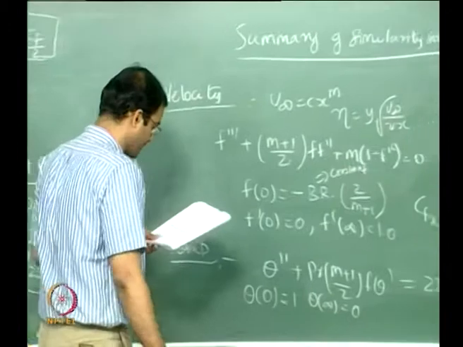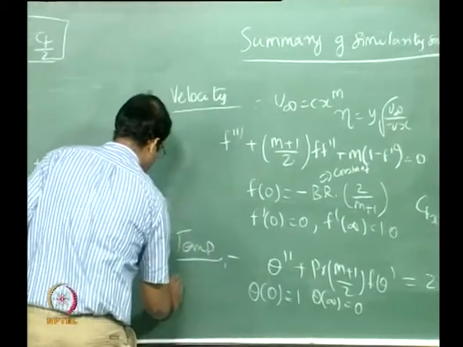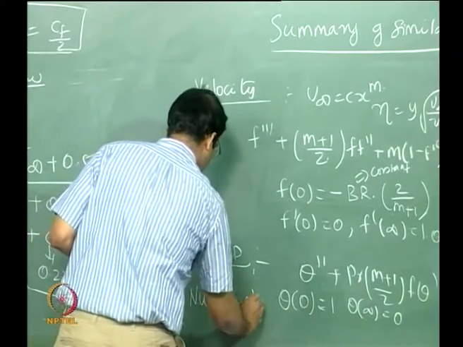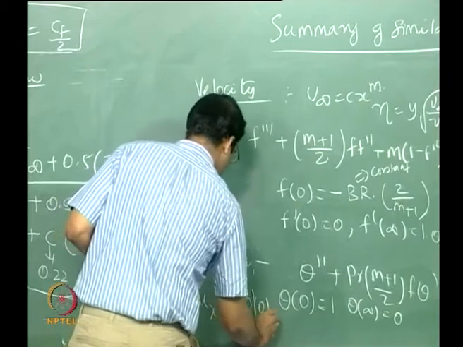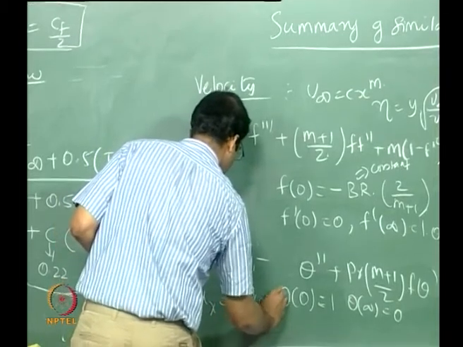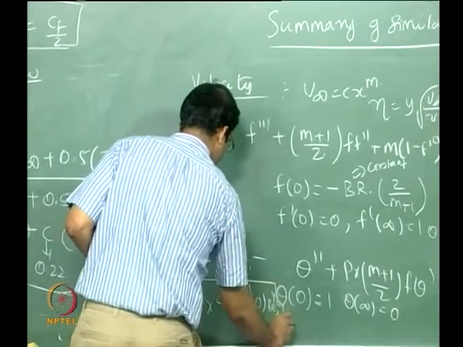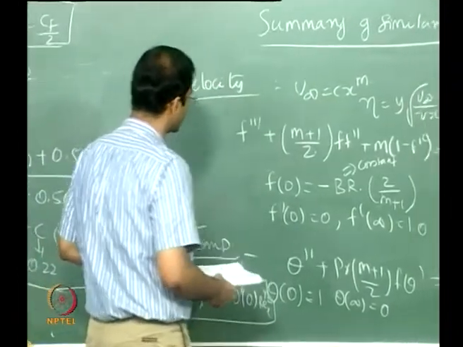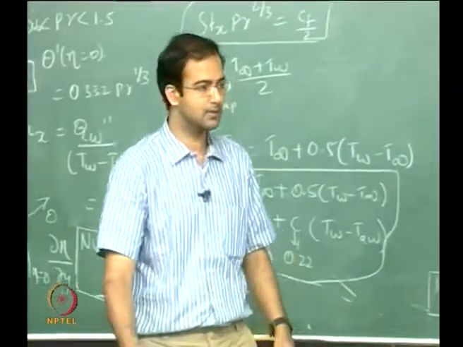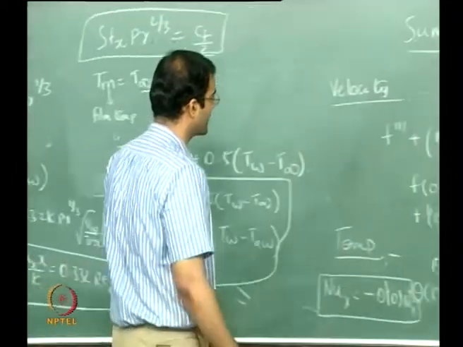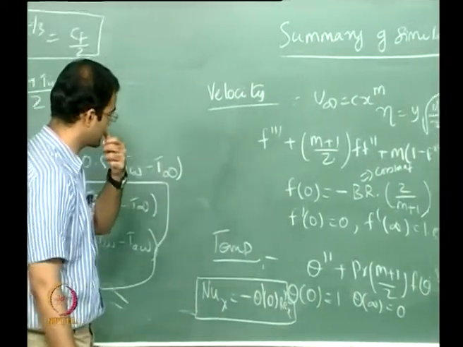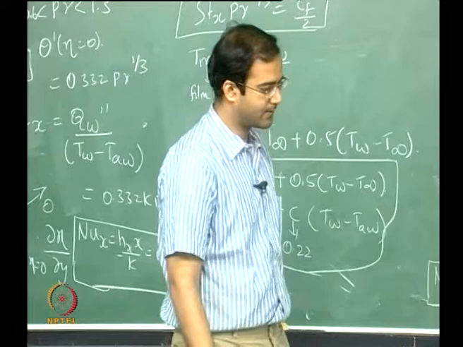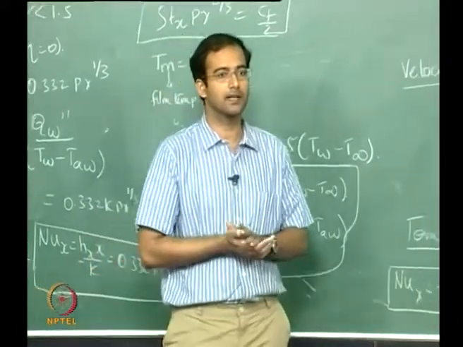So for this the Nusselt number relation finally will be minus theta prime at 0 into square root of Rex, or Rex power half. These are the most general similarity solutions. Of course, we have derived particular cases, and also the general case from which we can get those specific cases. So we will stop here today, and in the next class we will look at the integral method solutions.